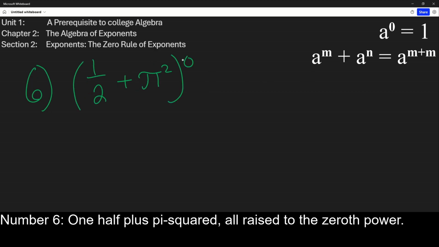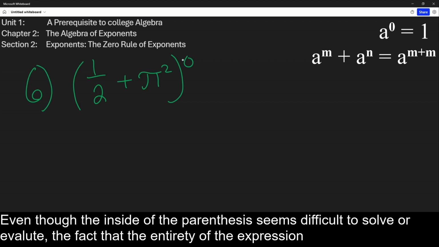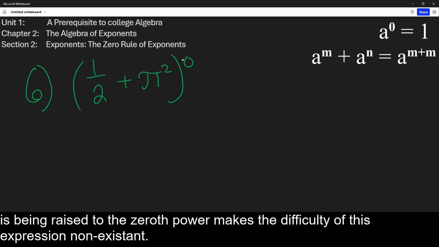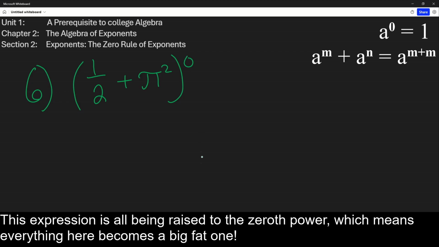Number 6, 1/2 plus pi squared, all raised to the 0th power. Even though the inside of the parentheses seems difficult to solve or evaluate, the fact that the entirety of the expression is being raised to the 0th power makes the difficulty of this expression non-existent. This expression is all being raised to the 0th power, which means everything here becomes a big fat 1.